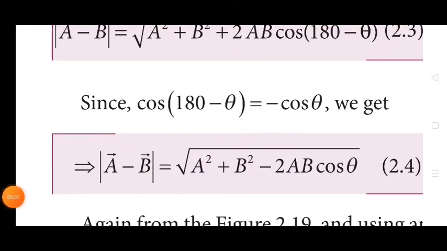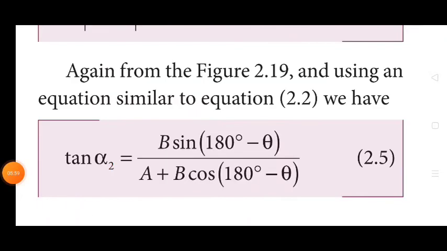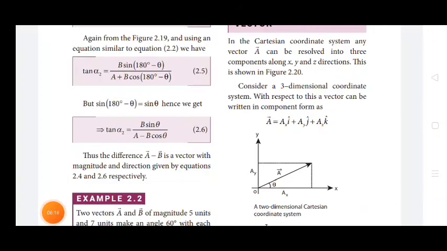So tan alpha 2 is equal to b sin of 180 minus theta. That means tan alpha 2 is equal to b sin 180 minus theta by a plus b cos 180 minus theta. Simple, the final derivative. Then the final result of this topic is tan alpha 2 is equal to b sin theta by a minus b cos theta.